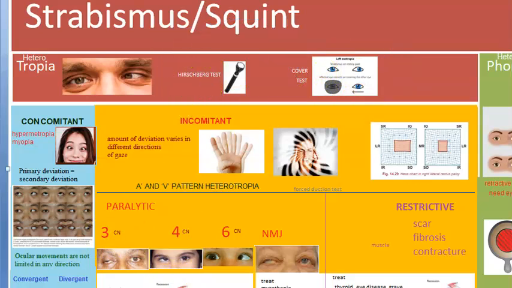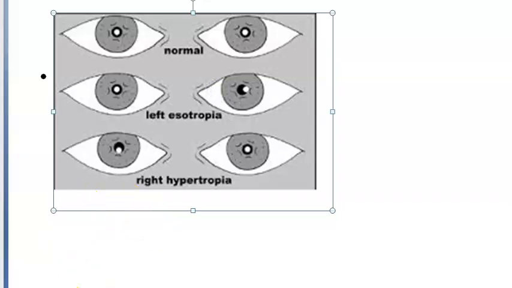What is this Hirschberg test? You're just using a torch and checking the corneal reflex. It is a rough but handy method to estimate the angle of manifest squint. So here, normal: you see the white dots, both are at the center. What is this? Left esotropia. See here, the eye is inward, right? That is why it is esotropia, but you can see the corneal reflex is outward. So if the reflex is outward, then the eye will be inward, esotropia.